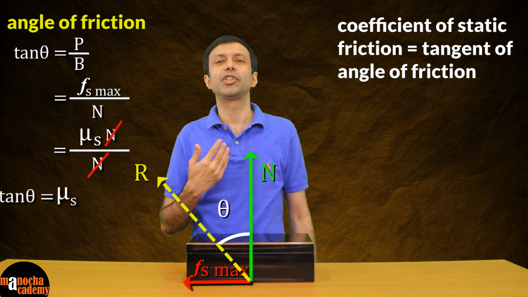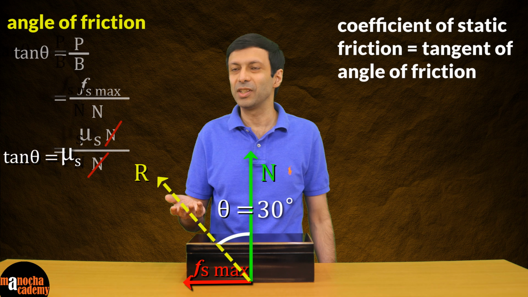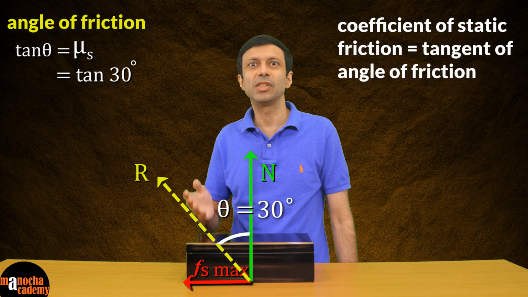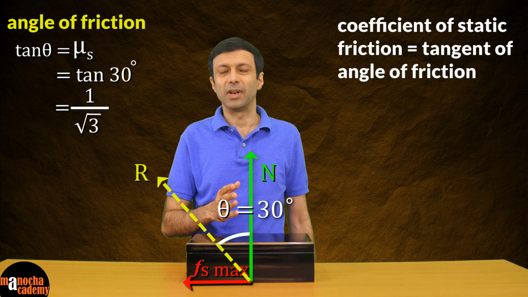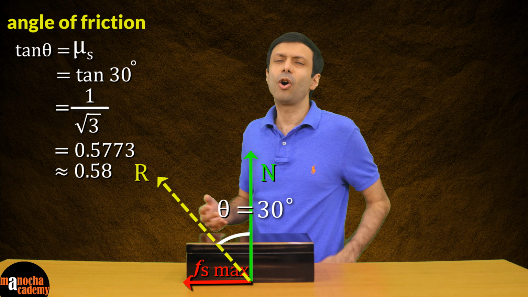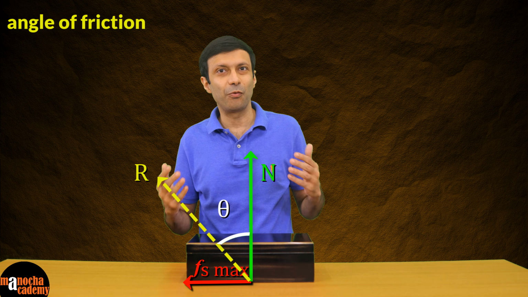So let's say the angle of friction is 30 degrees. So what will be the coefficient of static friction? It's going to be equal to tan of 30 degrees, which is 1 by root 3. And that's equal to 0.5773, or approximately 0.58.